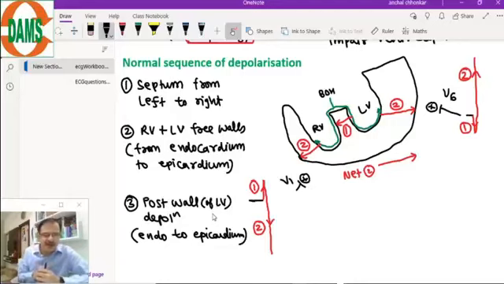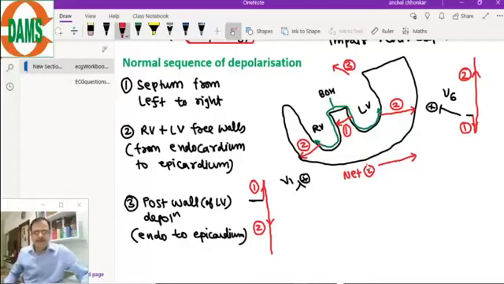Now come to the 3rd event. The 3rd event is the posterior wall of the left ventricle. Posterior wall is the left ventricle side. So endo to epicardium, this will be the event. Look at the event: endo to epicardium of the posterior wall. Number 3rd event. Tail is the endocardial surface, and arrowhead is the epicardial surface of the posterior wall.